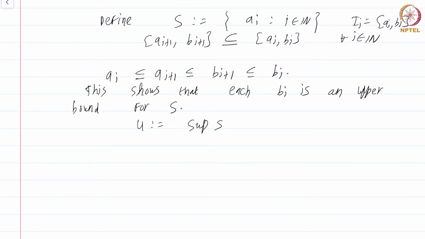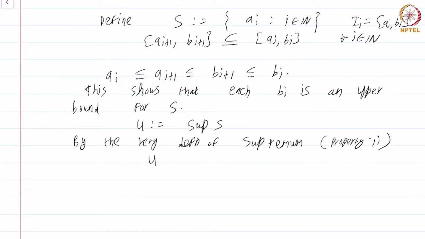Okay. Now, by the very definition of the supremum, in fact, property 2, we must have U is less than or equal to b_i for all i in N. Why is this the case? Because each b_i is an upper bound for S, the supremum will have to be lesser than any upper bound.